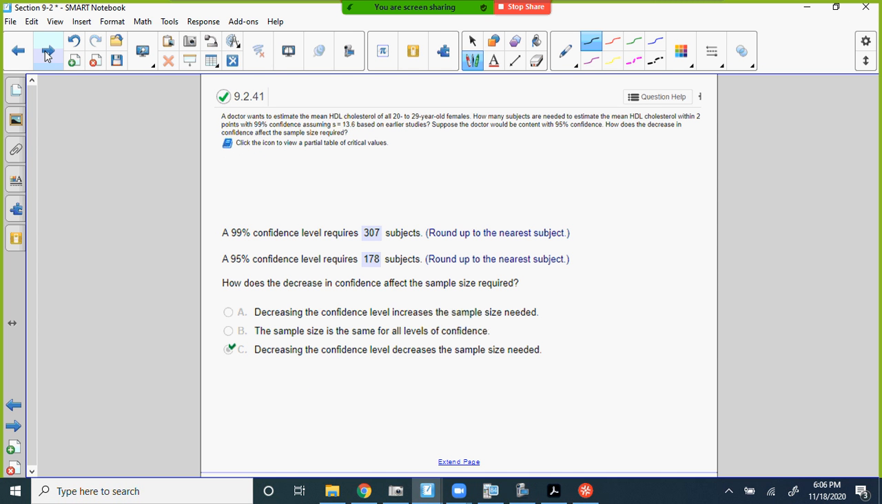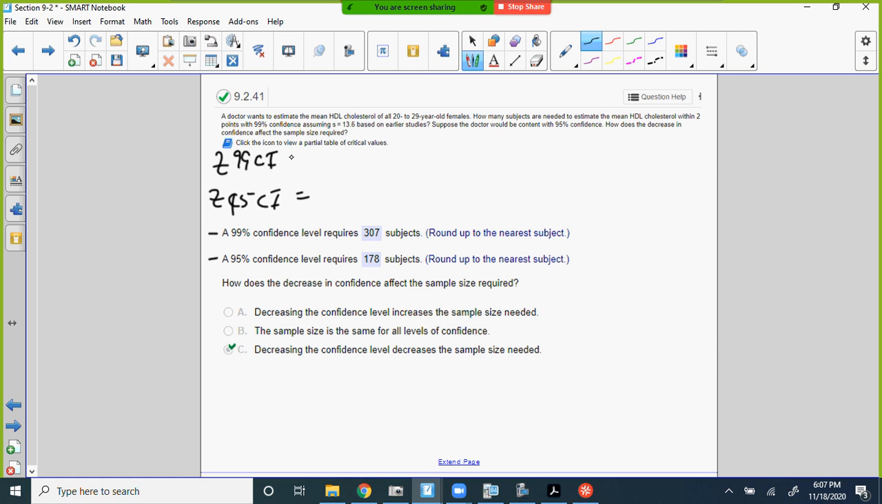We're looking at a doctor who wants to estimate the mean HDL cholesterol of all 20 to 29-year-old females. How many subjects are needed to estimate the mean within 2 points with 99% confidence, assuming that the sample standard deviation is 13.6? That's what the S is, right? The sample standard deviation. So it's given us everything that we need, right? Which is cool. Except now we've got a 99 and a 95, right? So we've got to find out what those are.